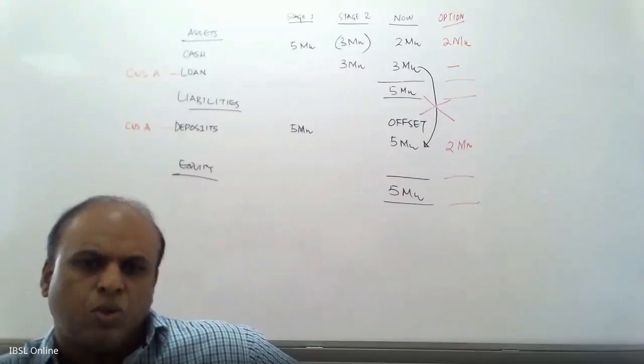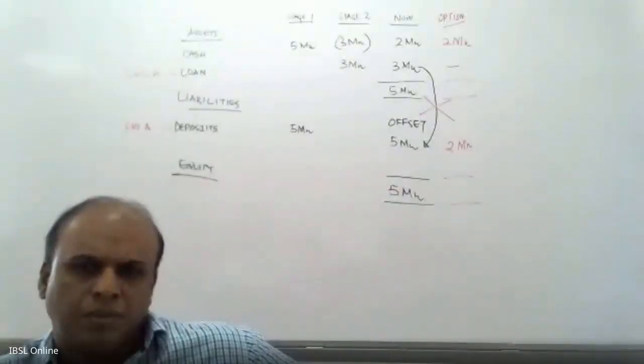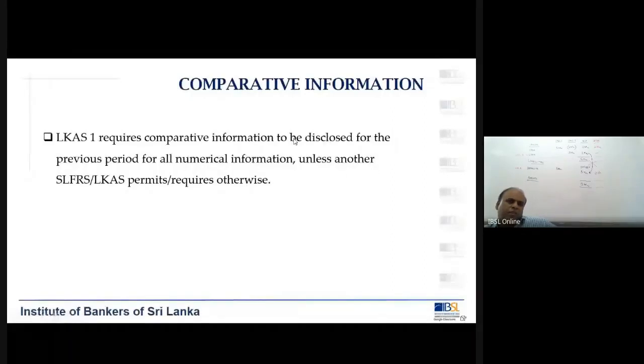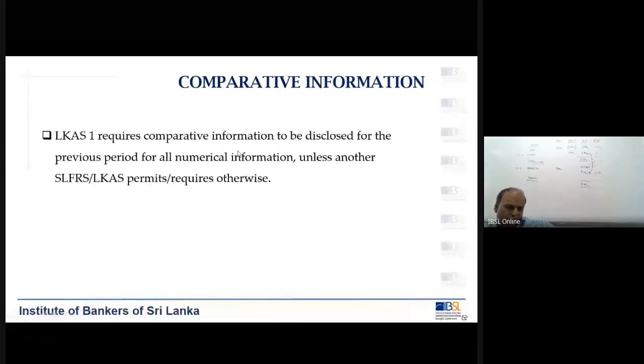So going back to the presentation, you see LKS1 requires comparative information to be disclosed for the previous period for all numerical information. Okay, so whatever the numbers that you saw in black, that is for 2019, you already saw the comparative numbers for 2018.